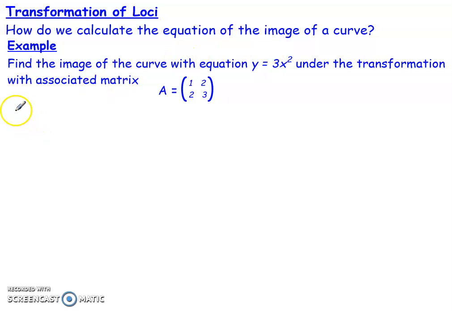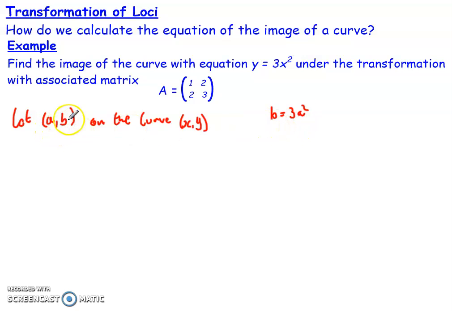Now, what we're going to do is let the point (a, b) be the image on the curve of the point (x, y). So the image of that point (a, b) is on the curve. Now we know the relation between a and b, because what we know is that b is equal to 3a squared.